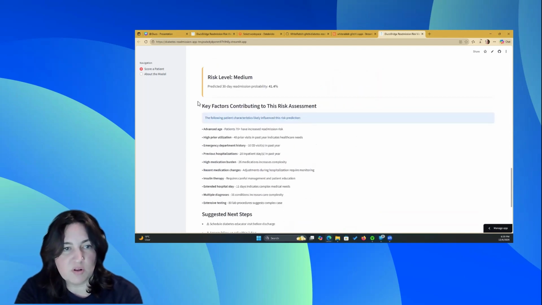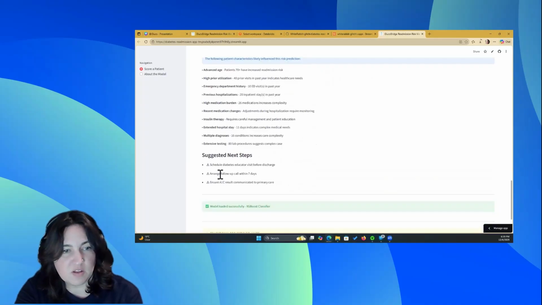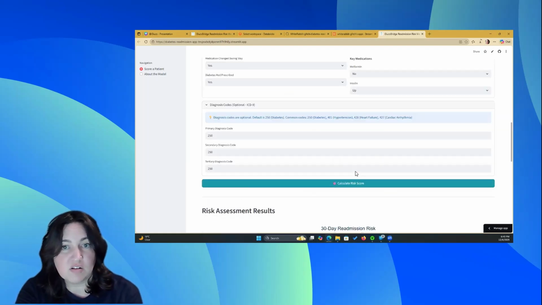And so the key contributing factors here, there's quite a few things that contributed to their stay. For this particular patient, it's recommended that they visit a diabetes educator before their discharge and make sure that they have a follow-up with their primary care within 7 days and that their scores are communicated to their primary care doctor.